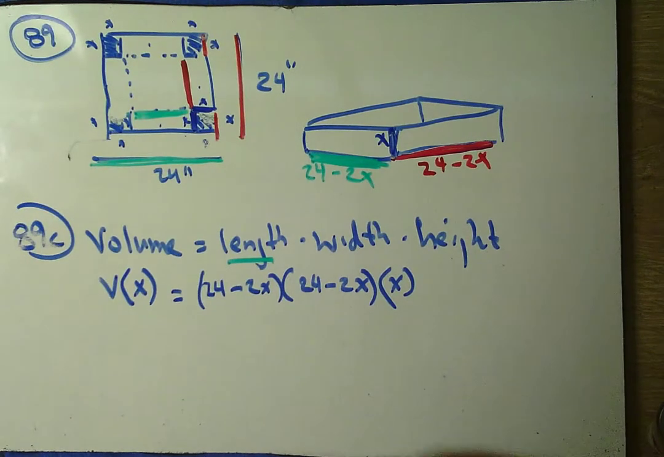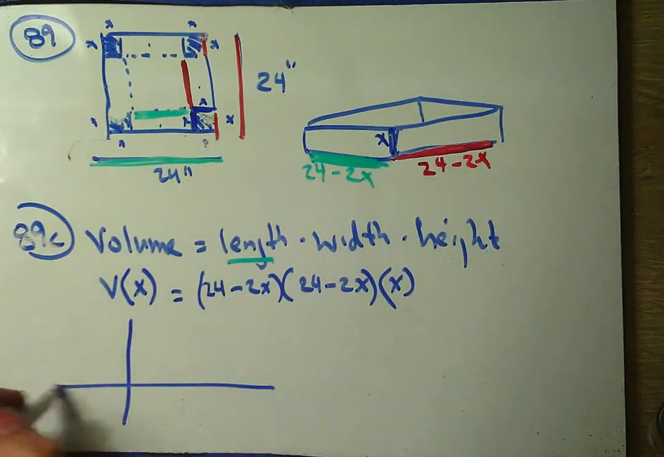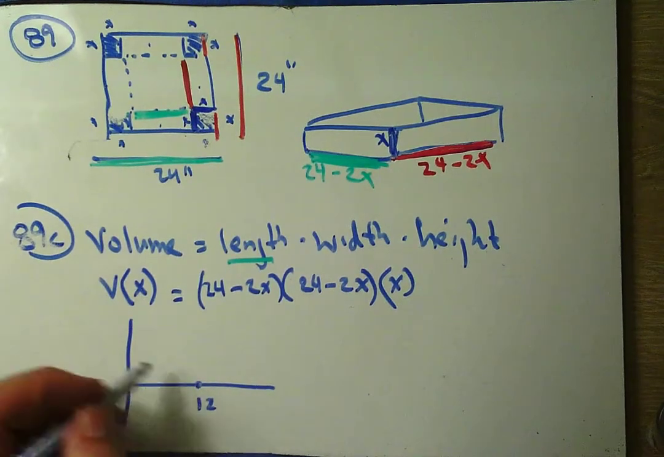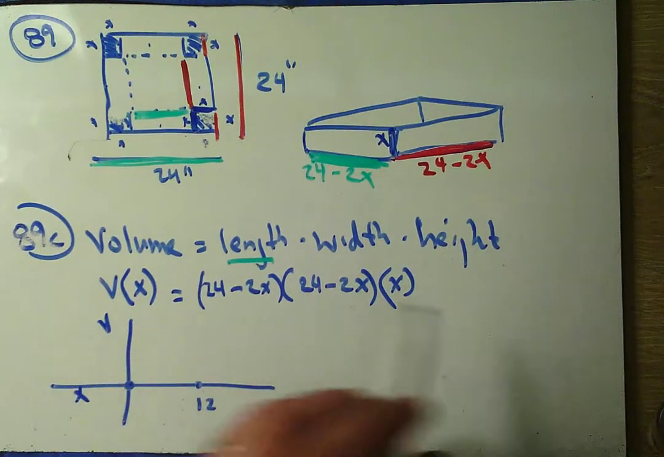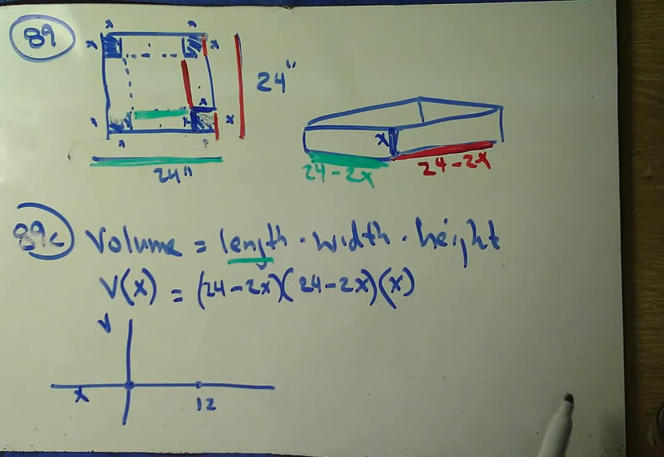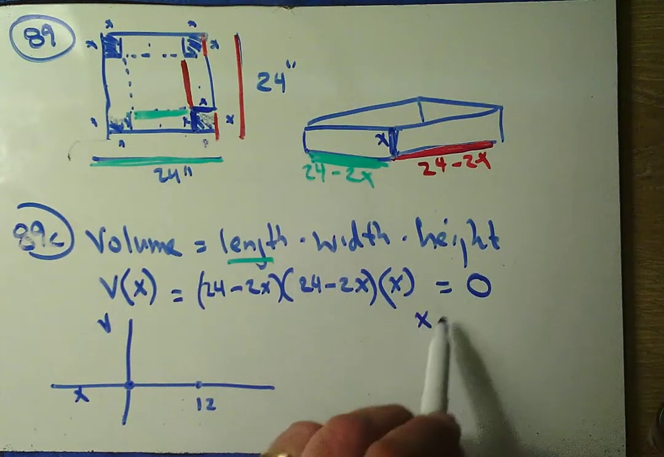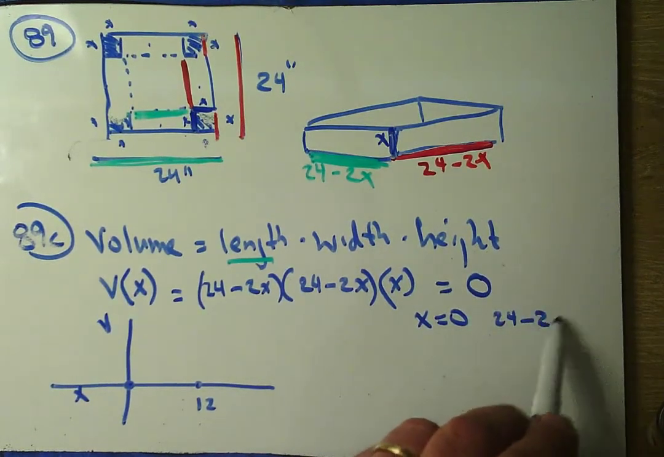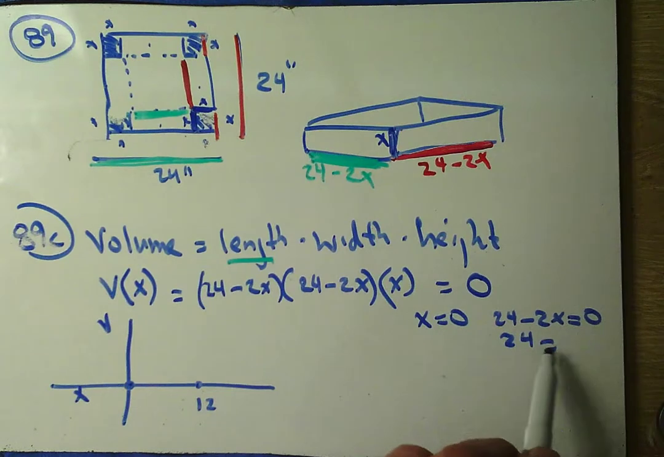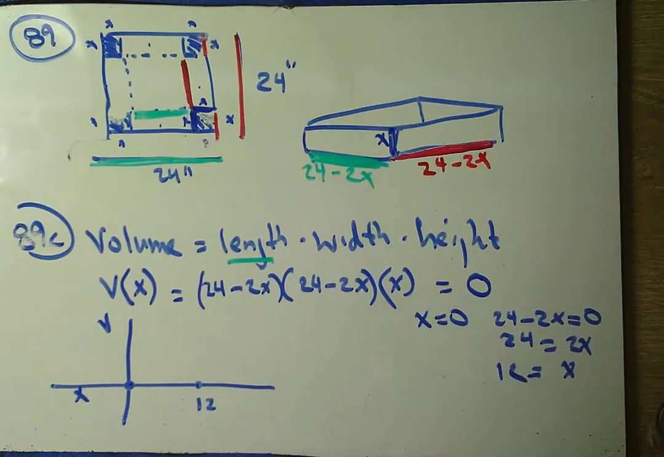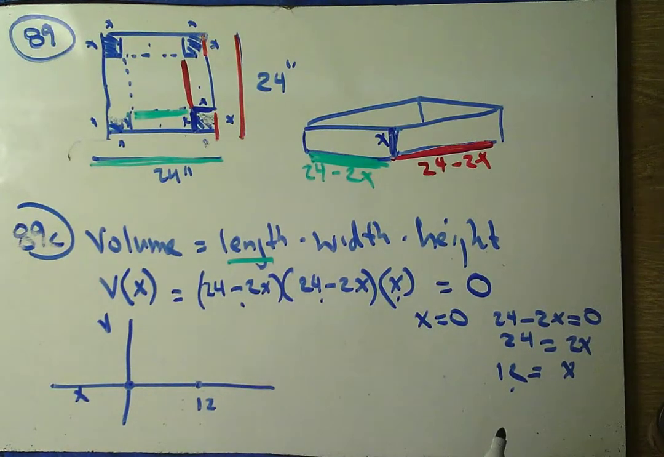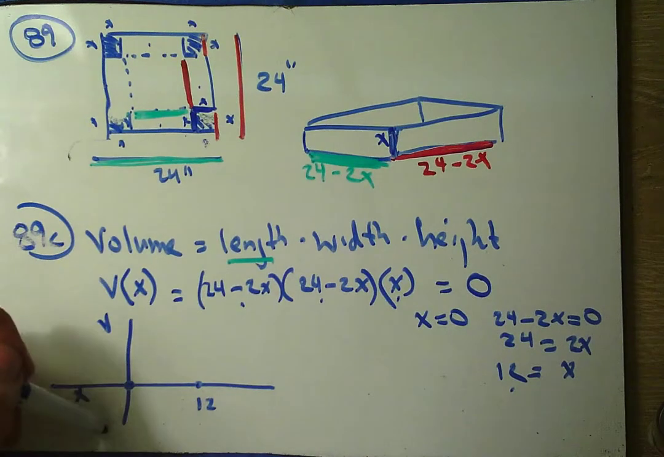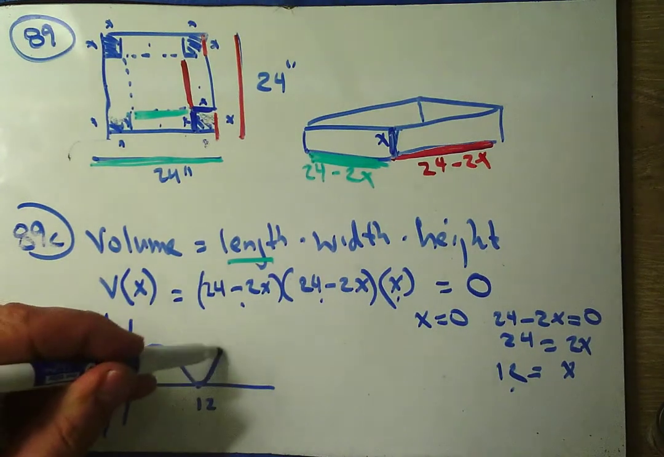If I think about the graph of this function, it has an x-intercept at 12 and an x-intercept at 0. How did I know that? Well, if I'm looking for the zeros of the function, or an x-intercept, I set that function equal to 0, and then set each of the factors equal to 0. And so I get x equals 12 here, and x equals 0 here. So what does my graph look like? My graph looks like this.